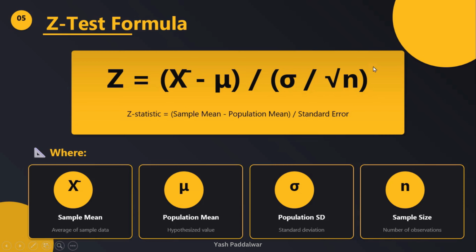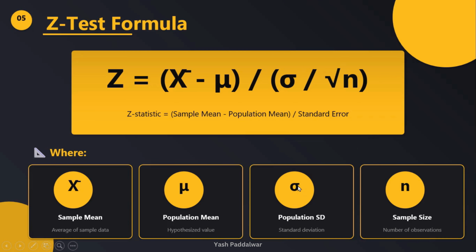So this denominator part is called the standard error. There is a breakdown of all these components. First is your x bar, which is your sample mean. That means the average of the sample data points. Mu is nothing but your population mean. That means the average of your population data points. It is called the hypothesized value.